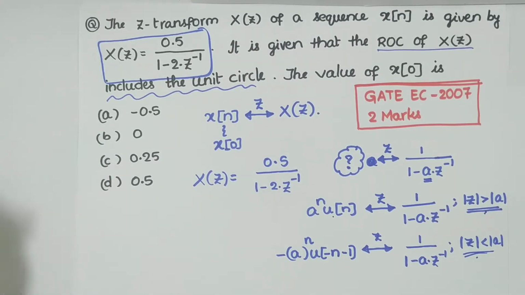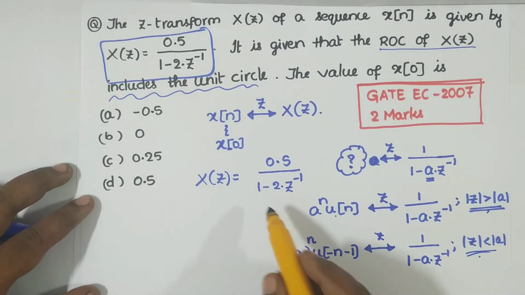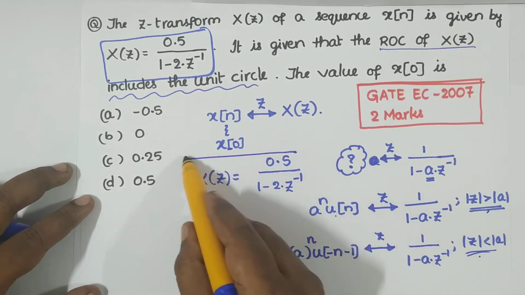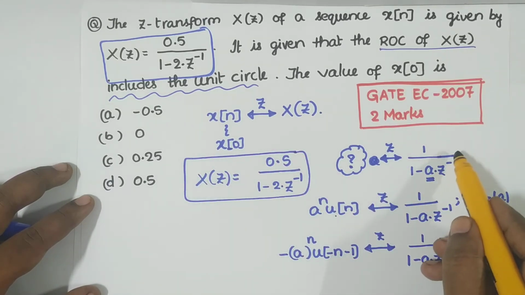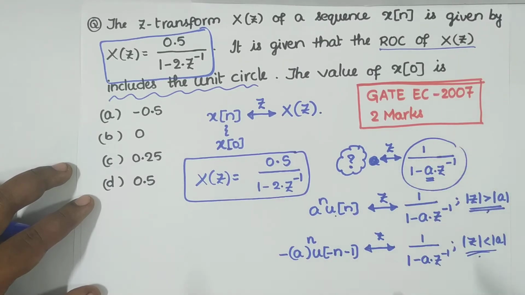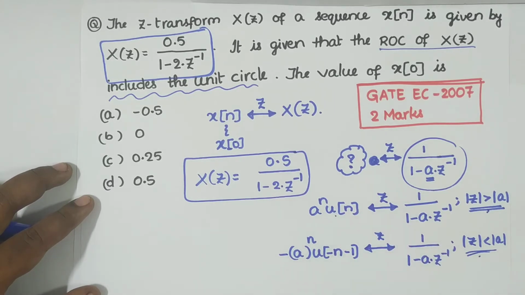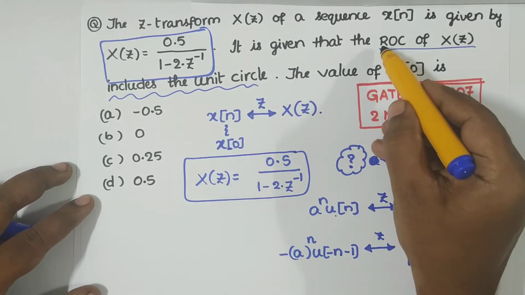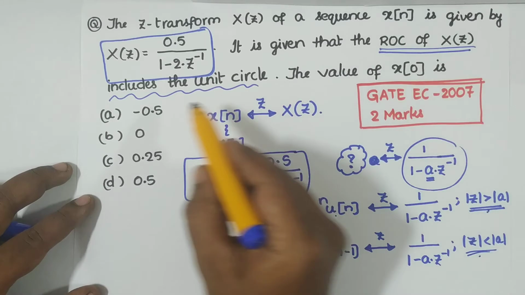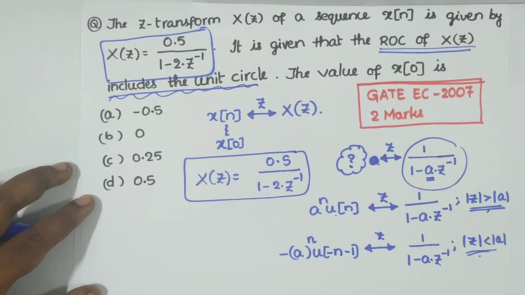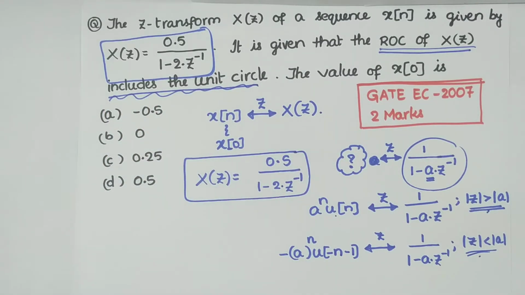Now this quantity X of z is of this form, right? So we must be able to decide whether we get this form in the time domain or this form in the time domain. So who is going to help you out? ROC is not directly specified. Indirectly we have: ROC of X of z includes the unit circle. Okay, so therefore we will work it out like this.